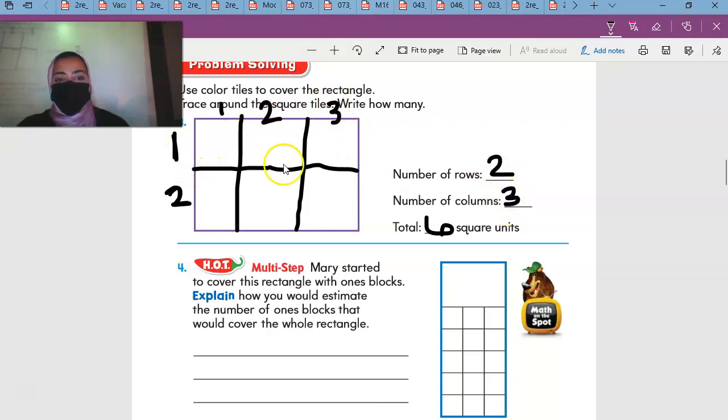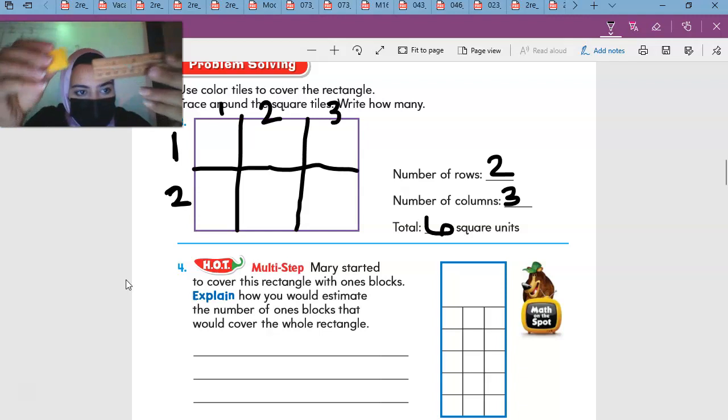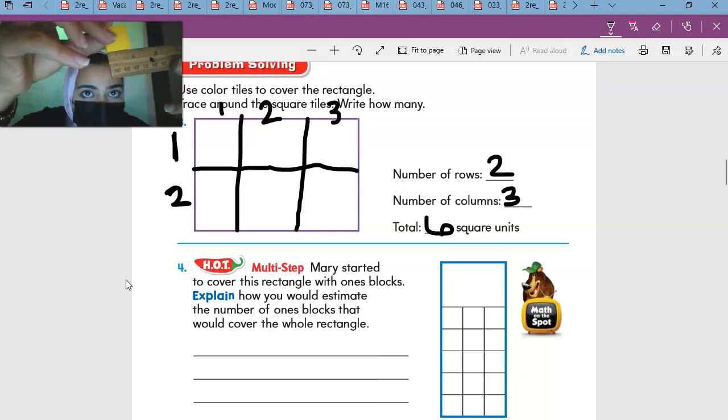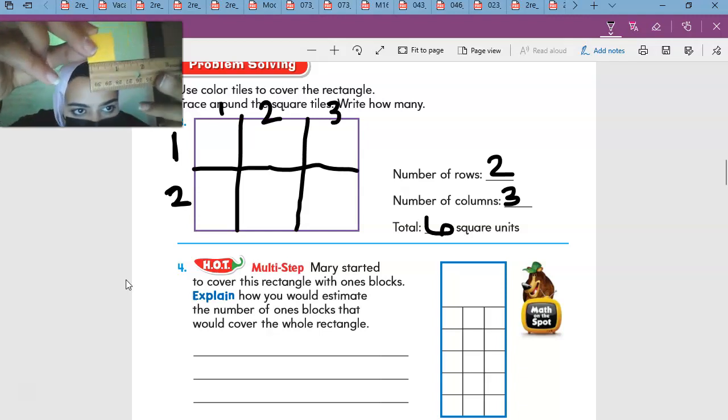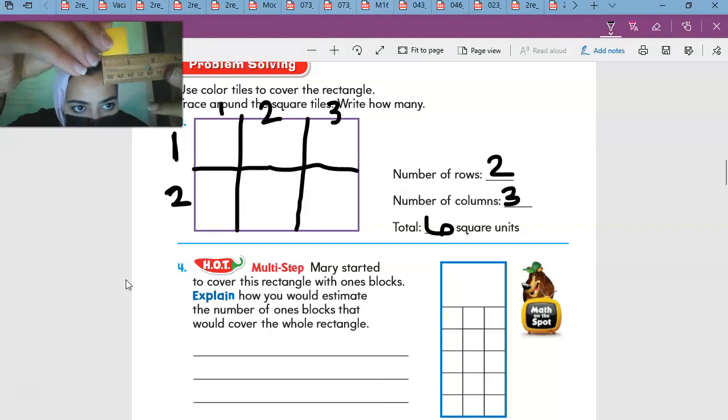There are 2 rows and there are 3 columns. Okay, so again, you all heard me when I told my onliners that these square units are actually 1 inch. So if I line them up with a ruler, you can see that these are exactly 1 inch, okay?